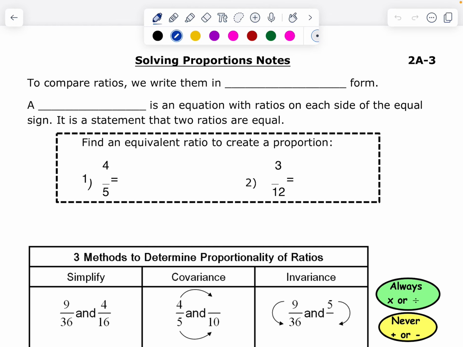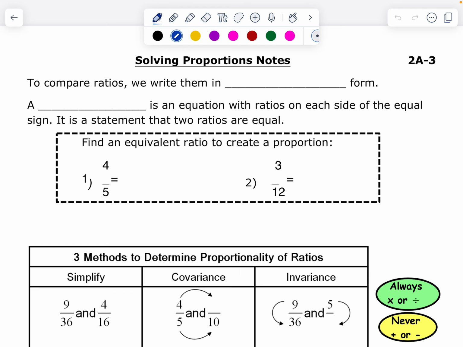This is on Tuesday, and this is finding an equivalent ratio to create a proportion.